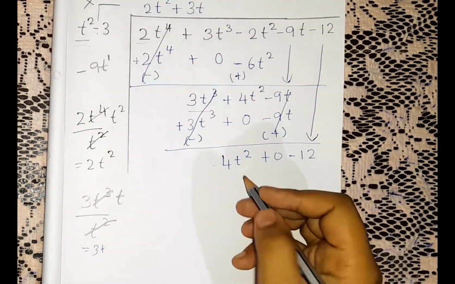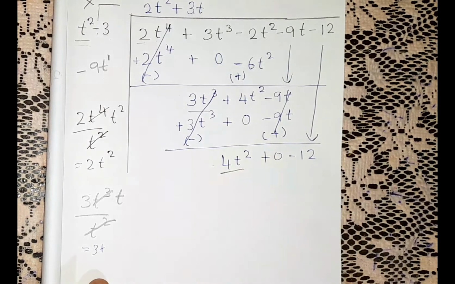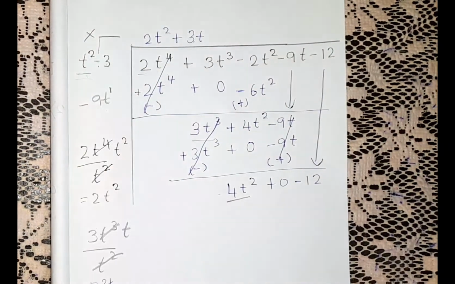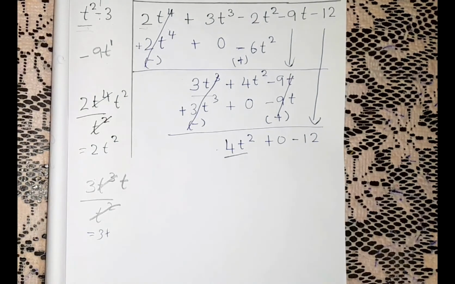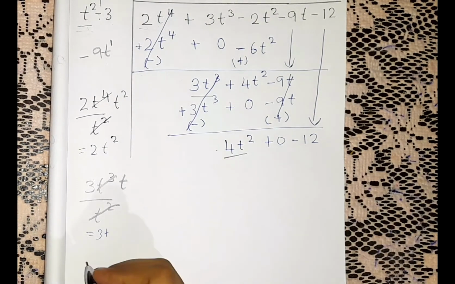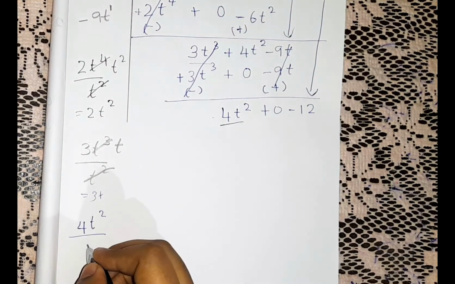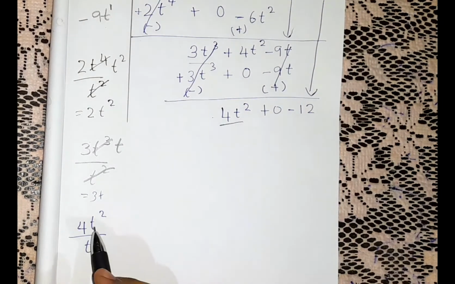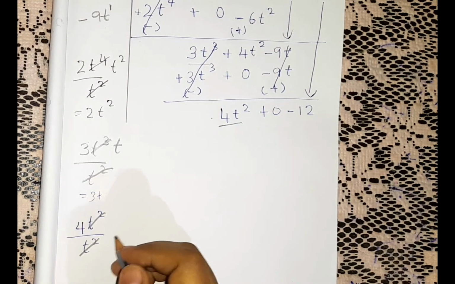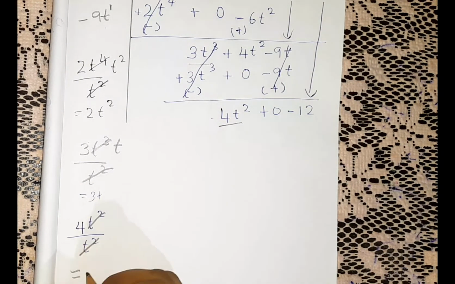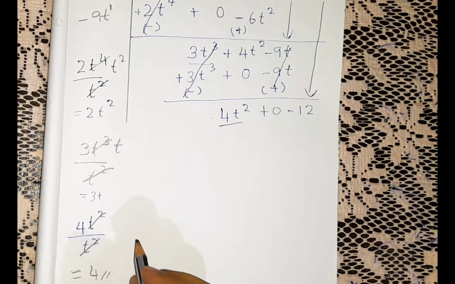So I'm going to be dividing the first term, that is 4t square, by the first term here, that is t square. Okay, so let me just divide it. 4t square divided by t square. So here we have t square and t square. When we cancel t square and t square, we don't have a value, so we have 4 left out. Why? Because we cancel t square and t square. So now we have the balance 4 right over here. So I wrote the 4 as it is. We are going to be writing 4 in the quotient part.